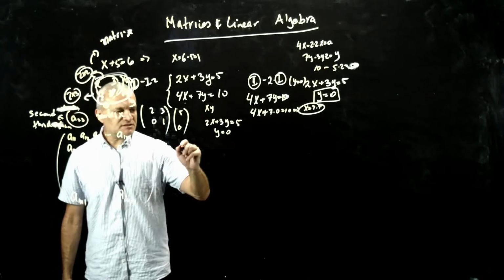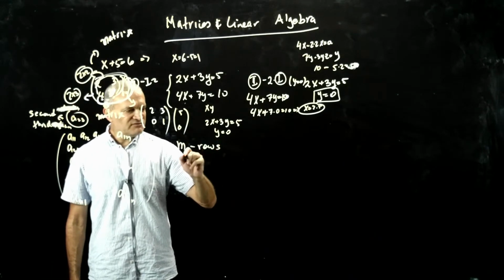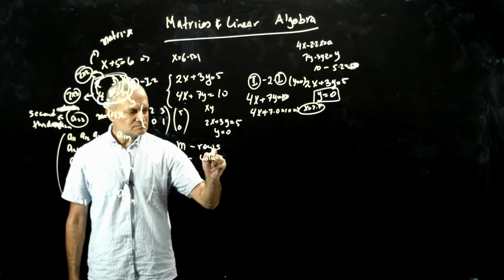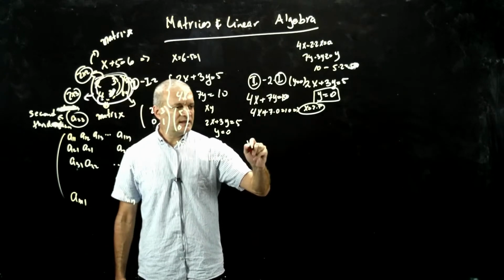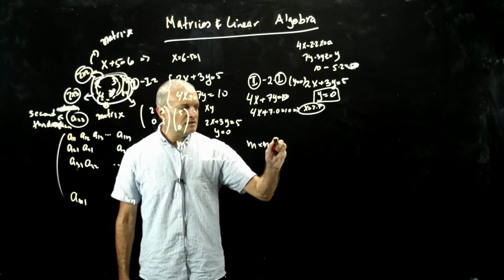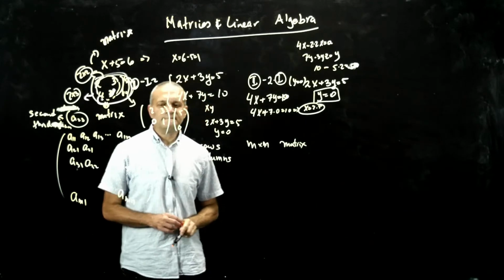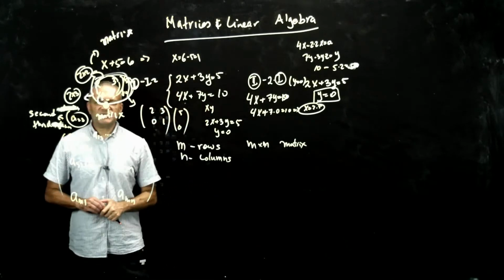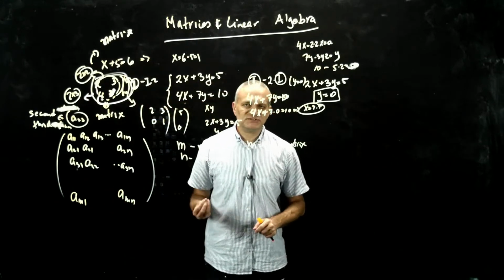So this matrix is going to have m rows, and you have n columns. Overall, you are going to have an m by n matrix. So that's all there is to it. Now, there is a very nice geometrical interpretation of matrices.